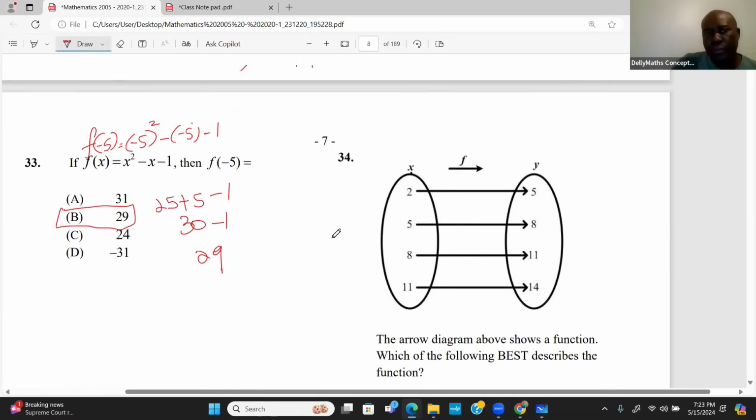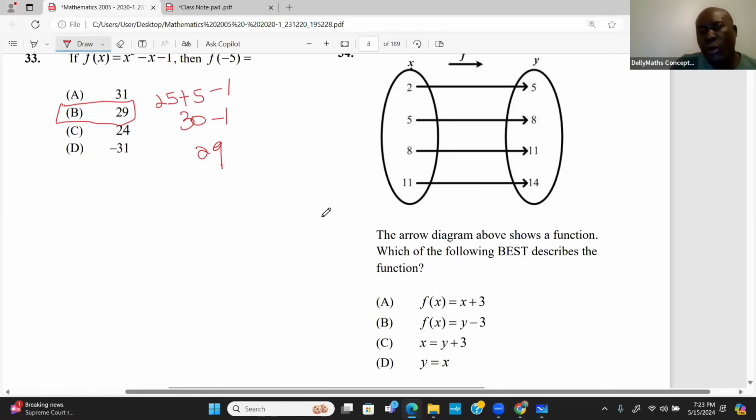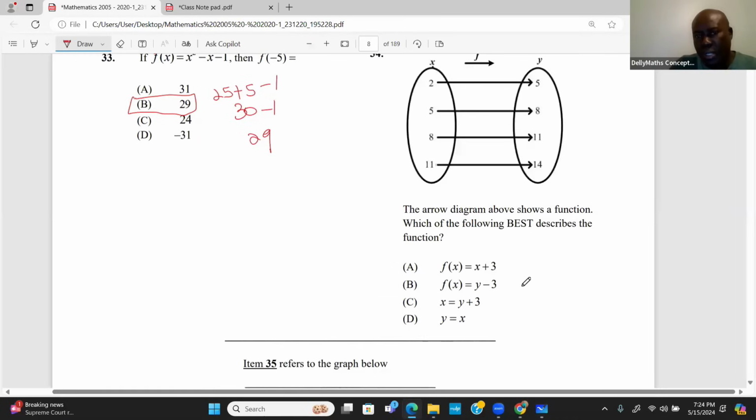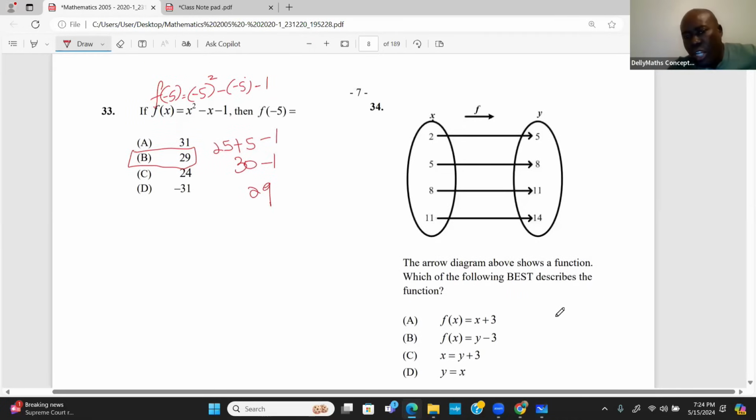So that's 33. 34. So 34 is a function question. So it says that the arrow diagram above shows a function. Which of the following best describes the function? So when you look at where the arrow is coming from, it's coming from here to over here. Because over here is x and these are y, you could see.